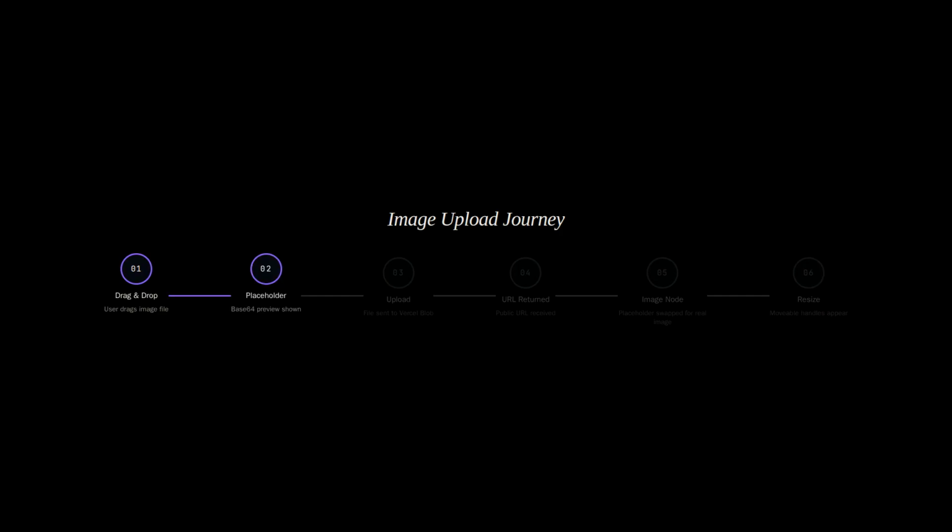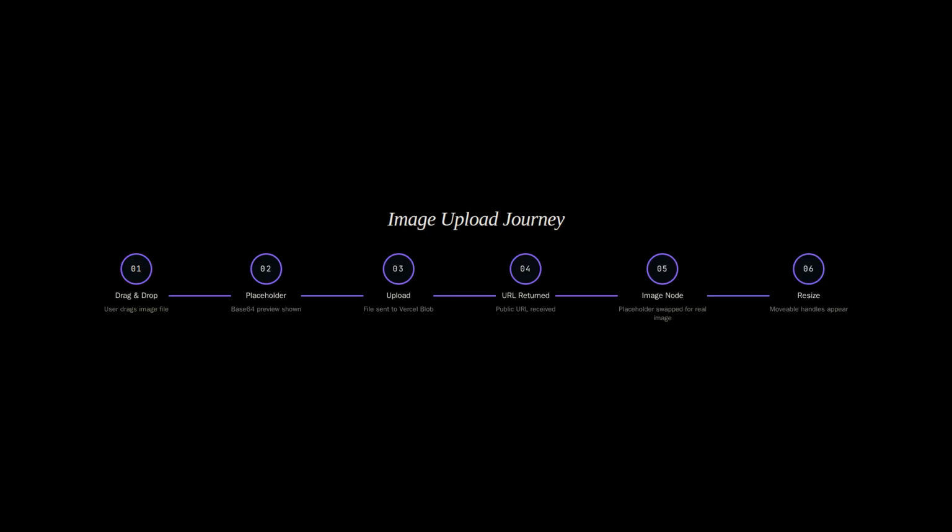Image uploads are smooth too. The user drags a file into the editor. The upload plugin intercepts the drop, reads the file as base64, and shows a grayed out placeholder immediately. Meanwhile, the file is posted to the upload API, which stores it in Vercel Blob and returns a public URL. The plugin finds the placeholder and replaces it with a real image node. Once the image is in place, clicking it brings up movable resize handles. The user never sees a loading spinner, just a seamless transition.